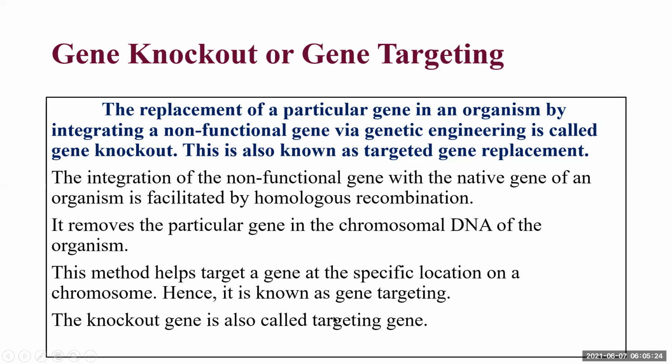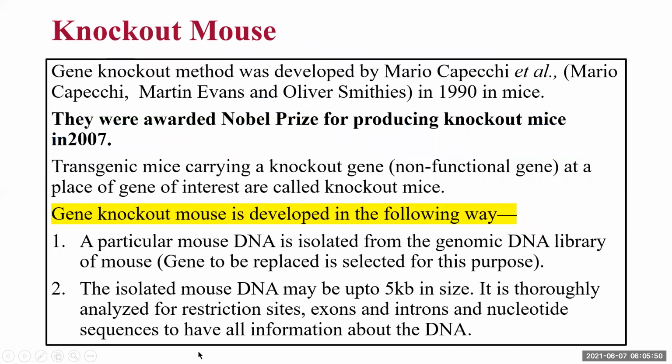Hence this method helps us target a gene at a specific location on a chromosome. We target one gene at the specific location and replace it. This is known as gene targeting. The gene knockout is also called a knockout gene, the gene which is removed, and the process is also called gene targeting.